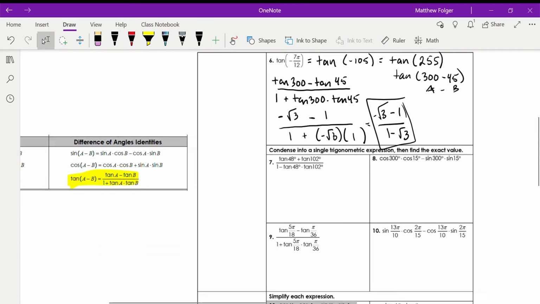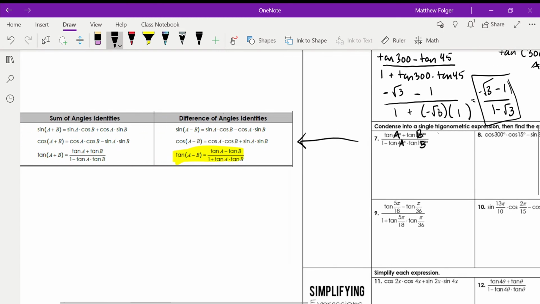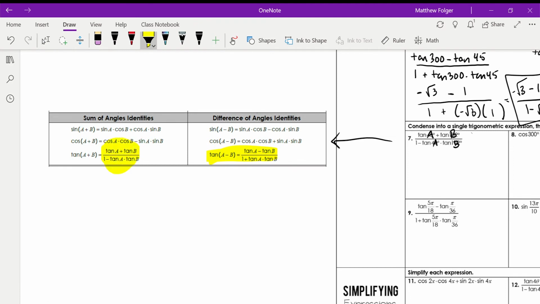Now let's look at these examples here. So I've got tan of 48 plus tan of 102 over 1 minus tan 48 tan 102. This looks crazy complicated. But what you can think about is this. This is one of the formulas over to the left over here. Let's say 48 is A and 102 is B. Which formula has tan A plus tan B and then 1 minus tan A tan B? Well, that's this guy over here, tan A plus tan B. So this is tan of A plus B, right?